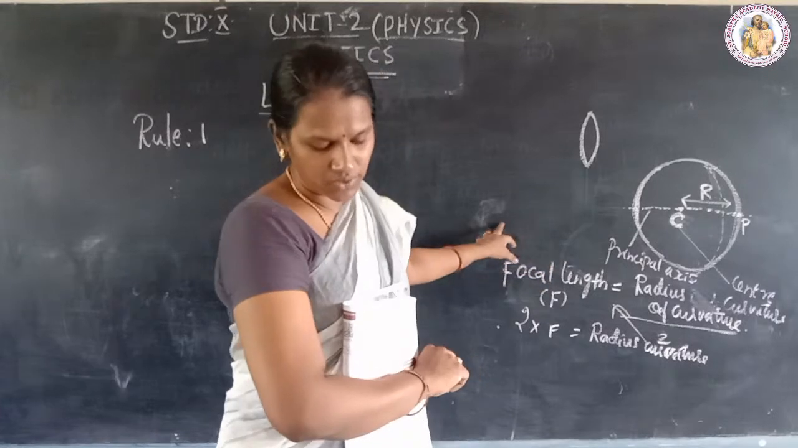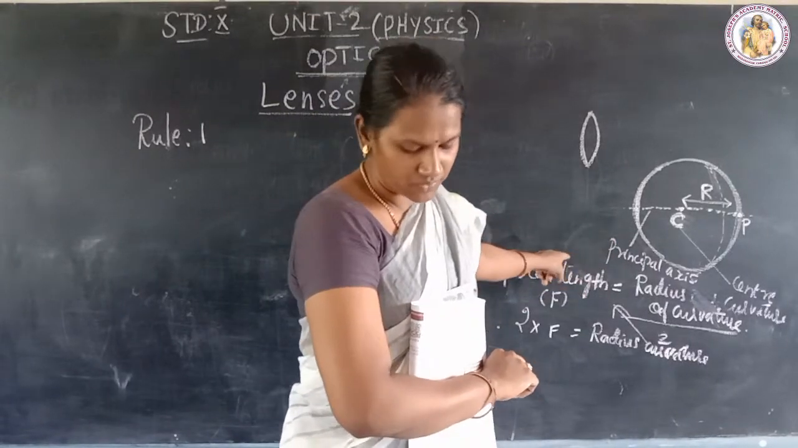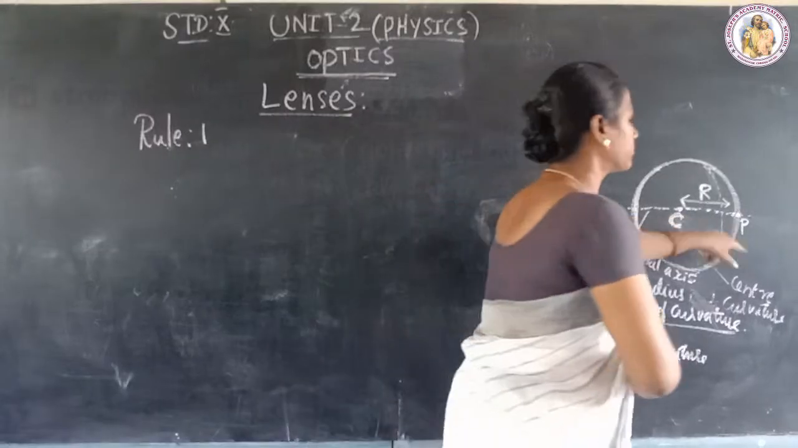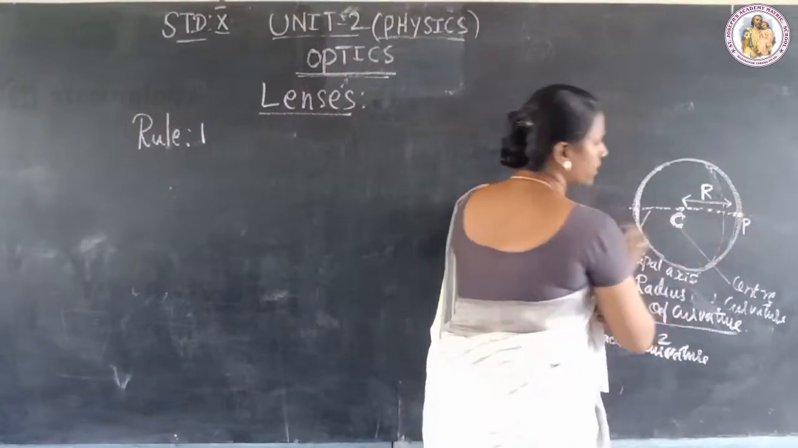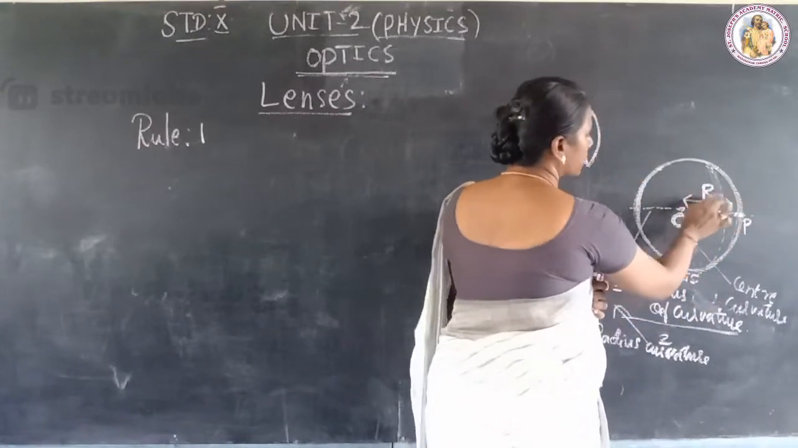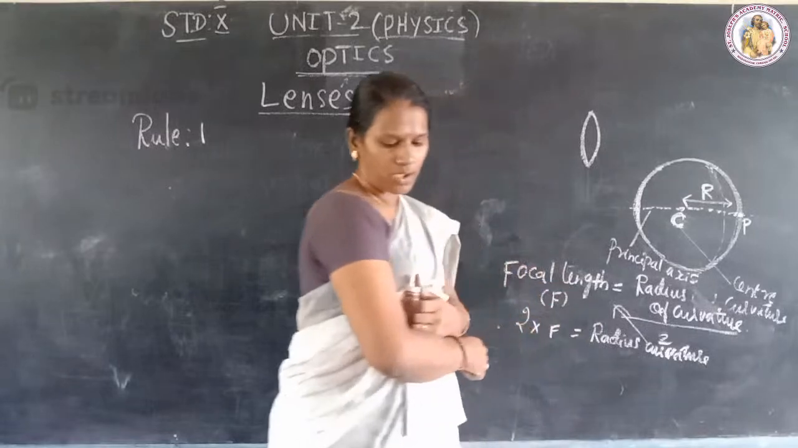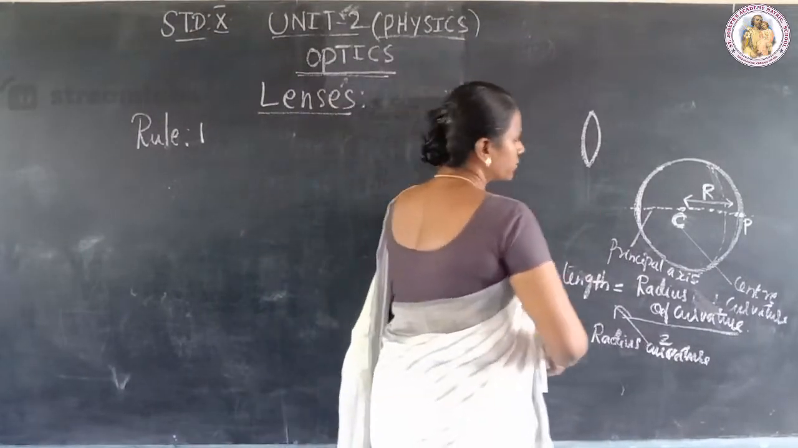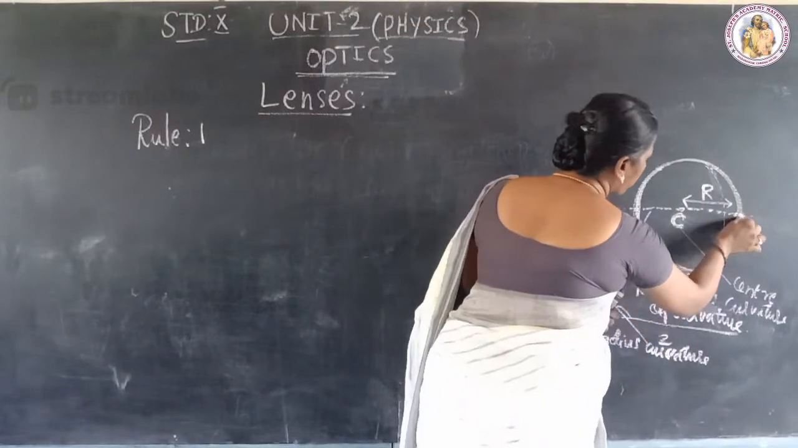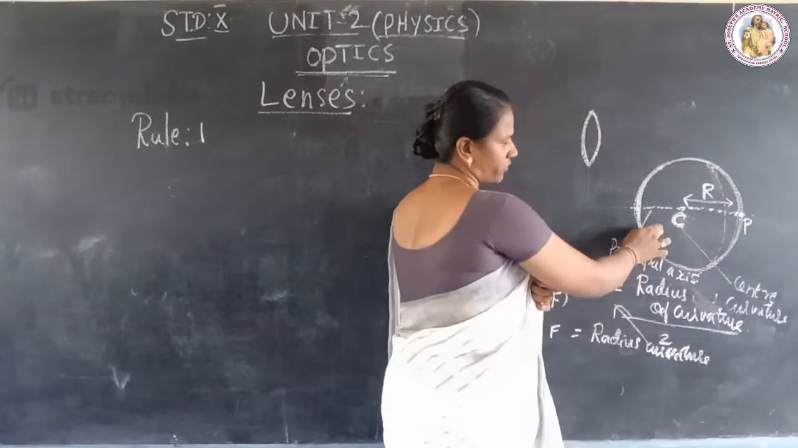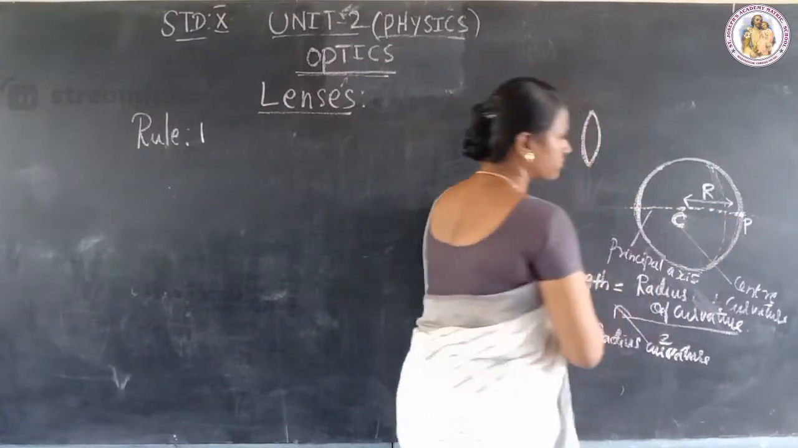Then we have the radius of curvature. The radius of curvature is the distance between the center of the sphere and the vertex. This is the radius of curvature, the distance between C and P. That is R. Then the principal axis is the line joining the pole and the center of curvature.